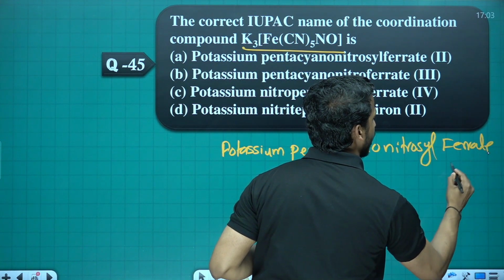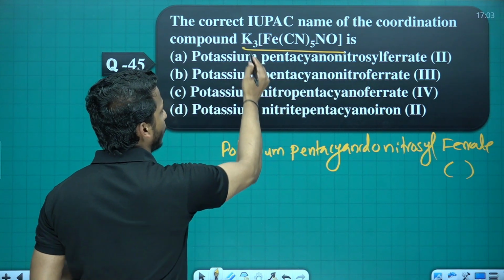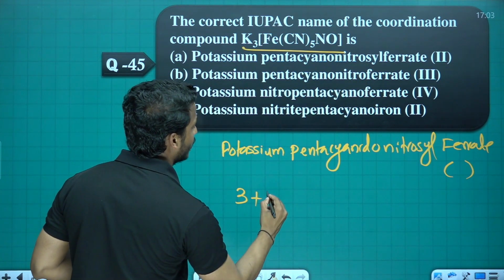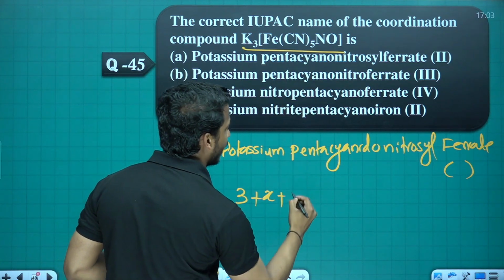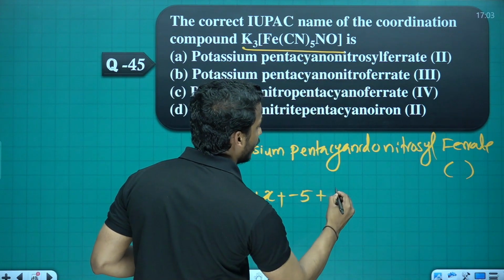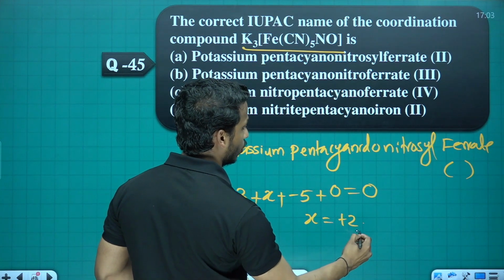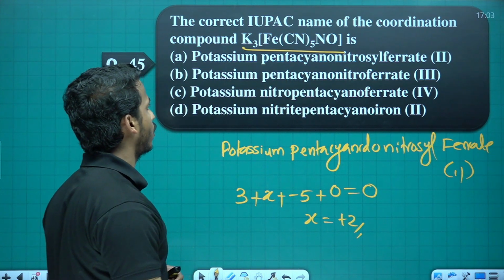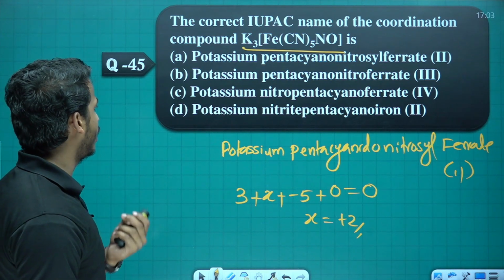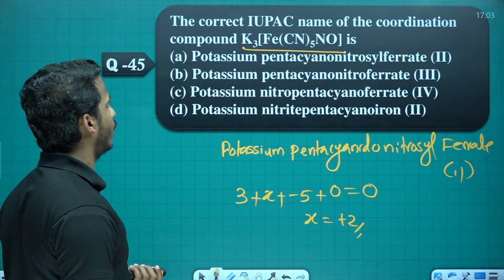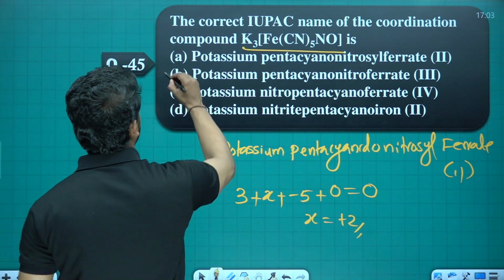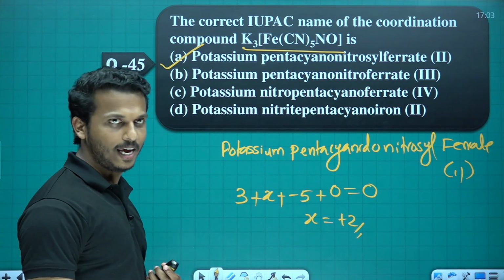Therefore ferrate. What is the oxidation state? Potassium charge is +1. Fe charge X. 5 cyanide charge is -5. NO is neutral. Overall 0. X is equal to +2. So where is this complex, my dear? Check it all. Potassium pentacyano or cyanido nitrosyl ferrate(II). Yes, let's go with option A.